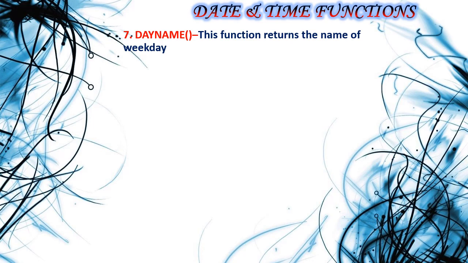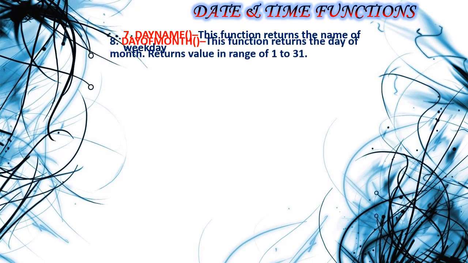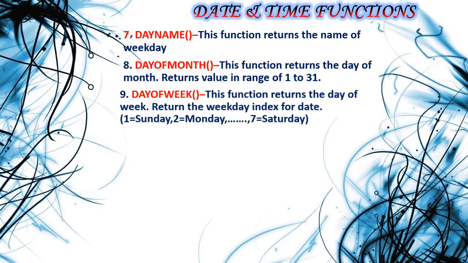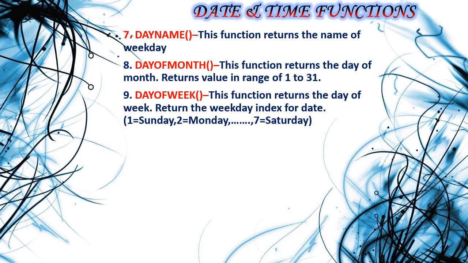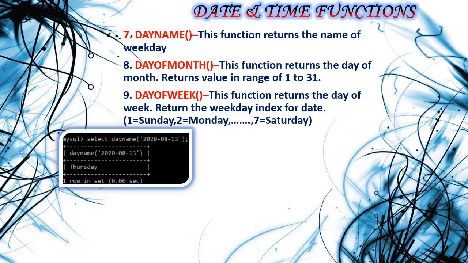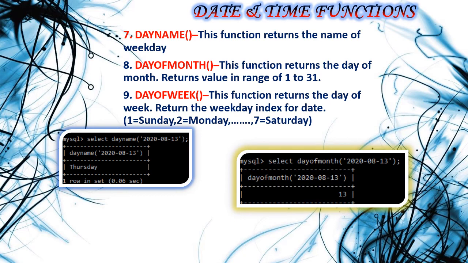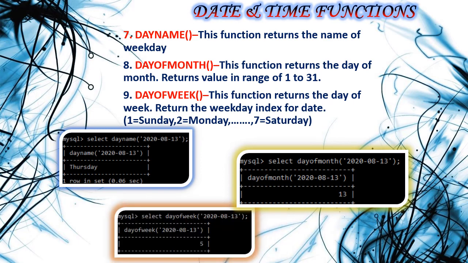And among the date and time functions, dayname returns the name of the weekday, dayofmonth returns the day of the month in the range 1 to 31, and dayofweek returns the weekday index value. See, dayname returns that the 13th is today Thursday, dayofmonth returns the day in the month, the 13th day, and dayofweek returns that it is the 5th day of the week.